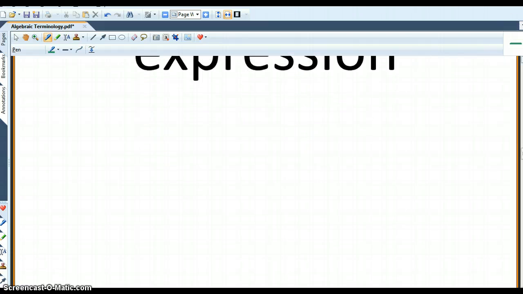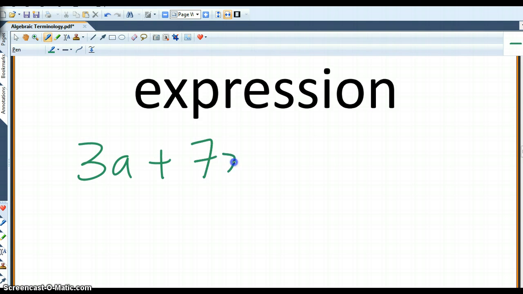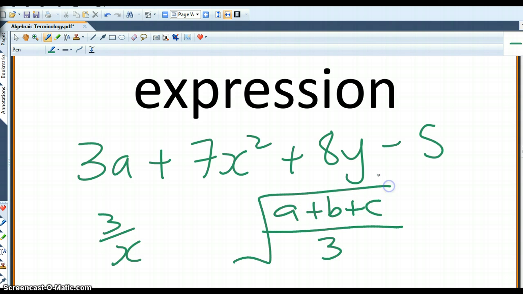Expression. Now an expression is something like 3a plus 7x squared plus 8y minus 5, something like that. Or you could have 3 over x would be an expression, or a plus b plus c over 3, take the square root. All of those would be expressions.